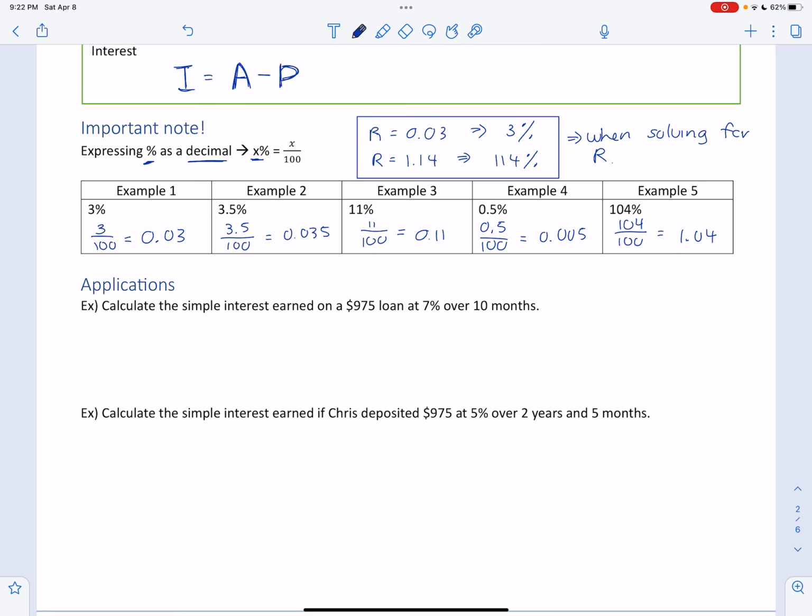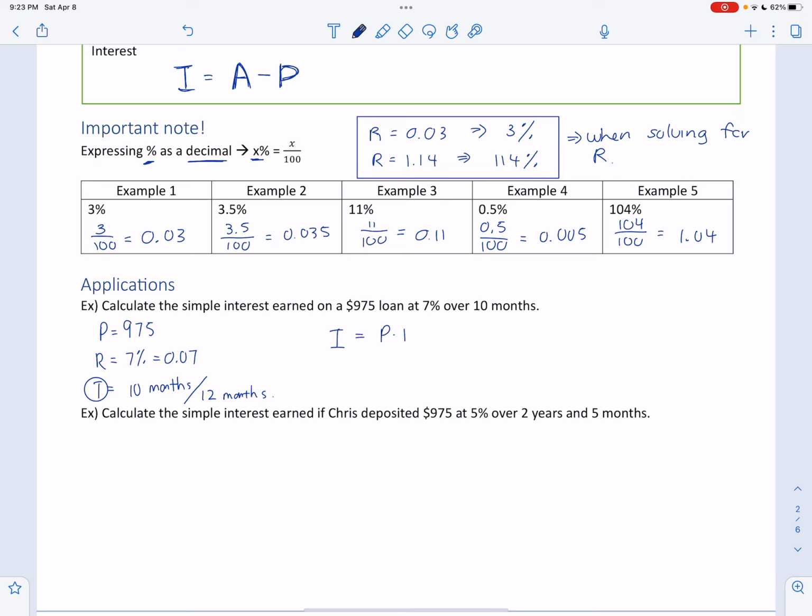Calculate the simple interest earned on a $975 loan at 7% over 10 months. Okay, so I've got principal is 975. My rate is 7%, or basically 0.07. My time is 10 months. Remember, time, T, is in years, so over the 12 months that we have. Okay, so interest is simple.